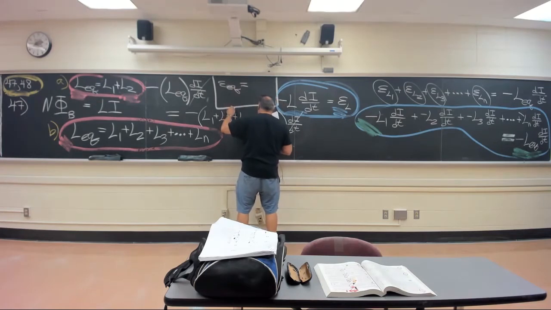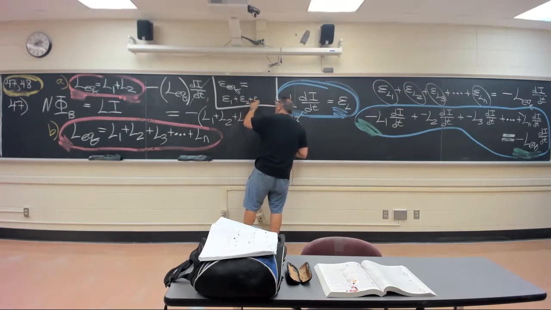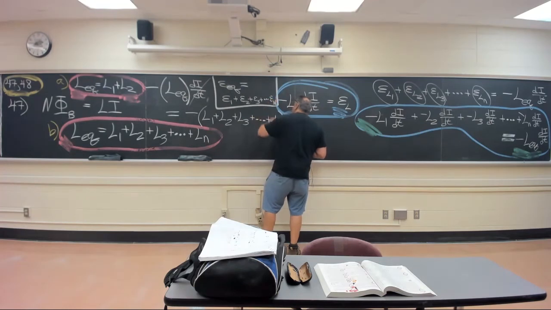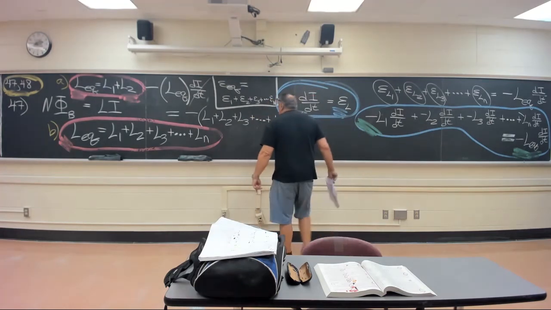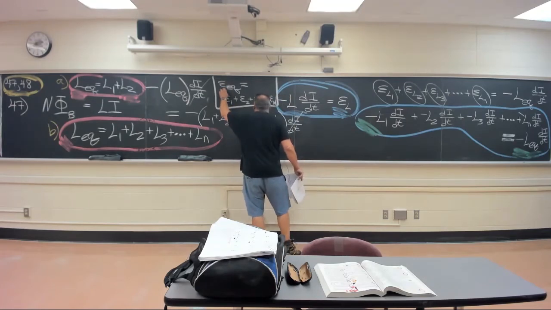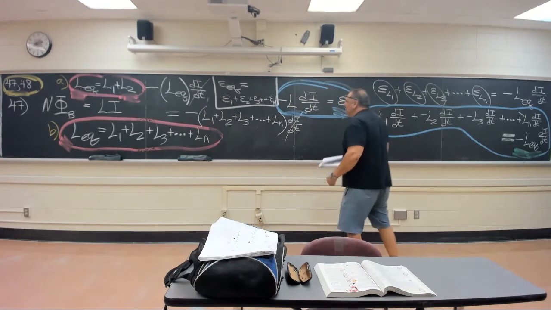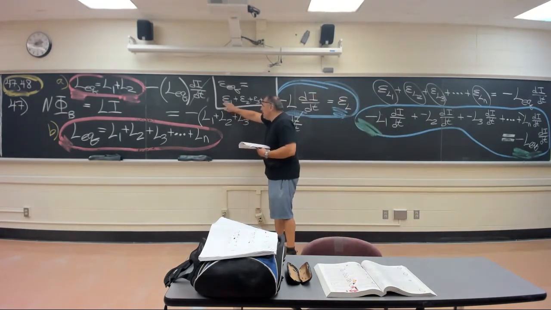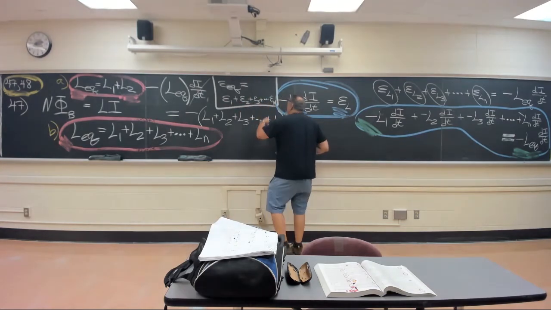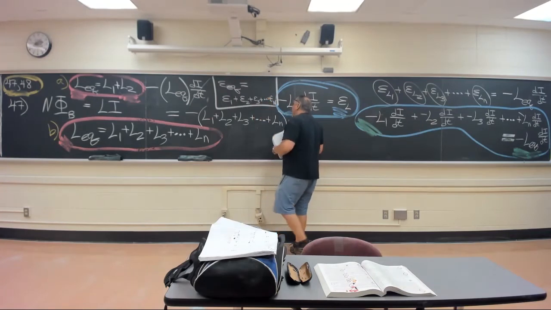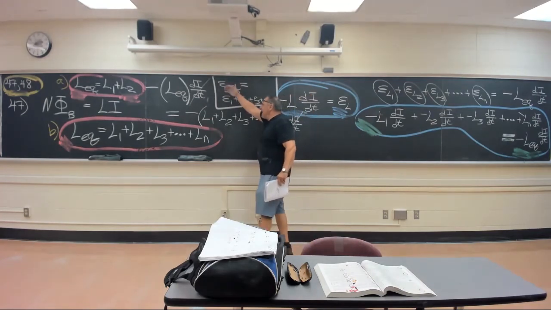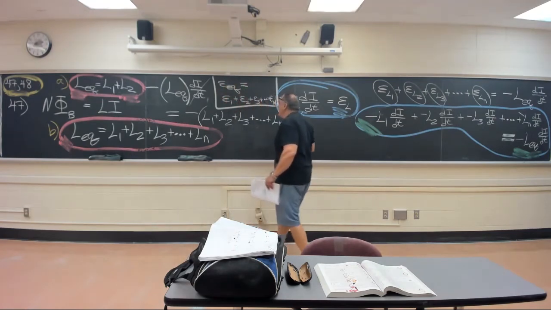E equivalent equals E1. Let me not put the L's there, but the L's are really there. E sub n, small n or capital N, does not matter, guys. And each one of those is associated with negative L di dt: negative L1 di dt, negative L2 di dt, negative L3 di dt, dot, dot, dot, plus negative L sub n di dt. And at the end, it's negative L equivalent di dt. The di dt is the same.